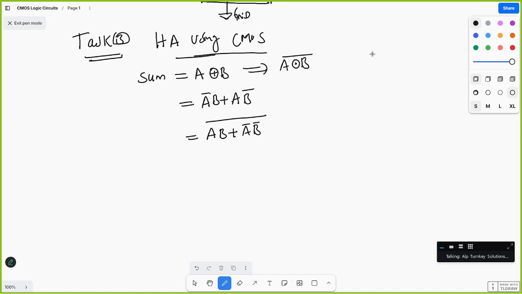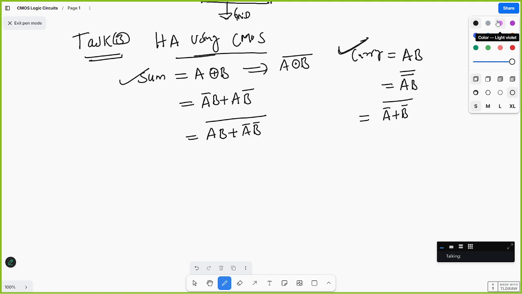And carry equal to AB. So this I can write as AB whole bar. If you apply De Morgan's law, what you will get? A bar plus B bar whole bar. Separately you need to implement for sum by using CMOS, and separately you need to implement for carry. Is it fine now? Give response. Yes, sir. CMOS half adder.